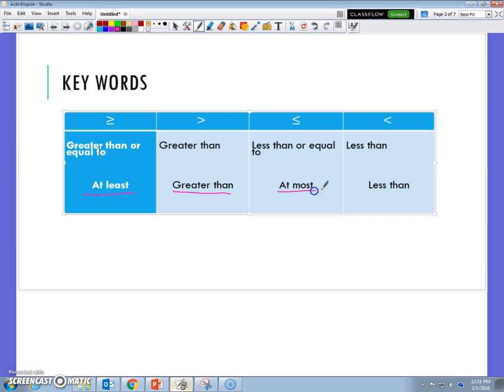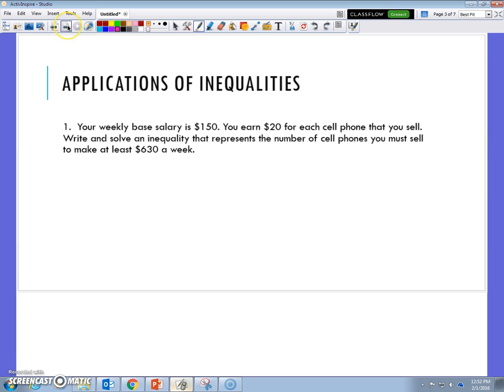This is another really important one, at most and at least. At least means that much or more. At most means that much or less than that. So that's a less than or equal to sign. These are some keywords to keep in mind. It may be good for you to keep this out while you're doing your worksheet, to remind yourself what the terminology means and what it's asking you to do. It can be a little confusing sometimes. So let's take a look at some examples.